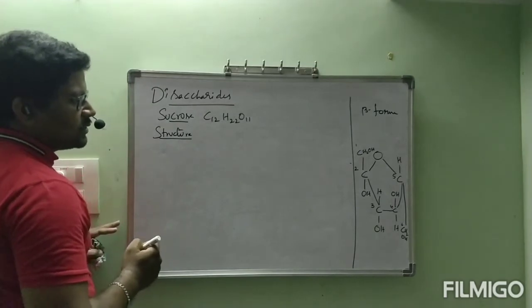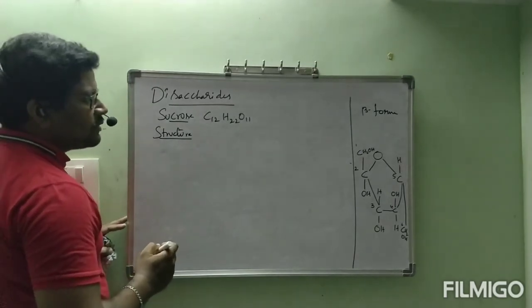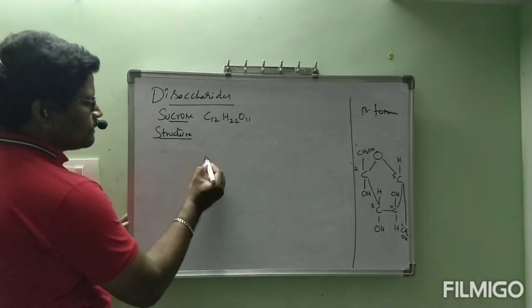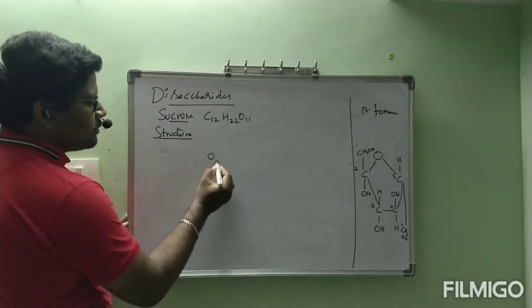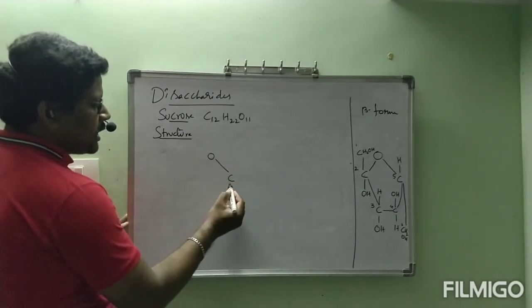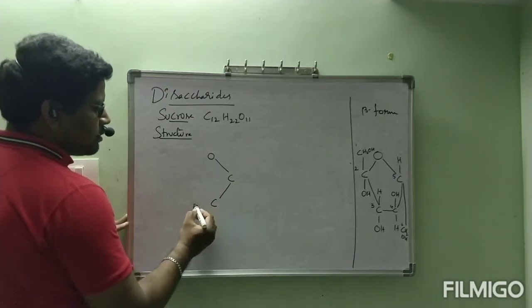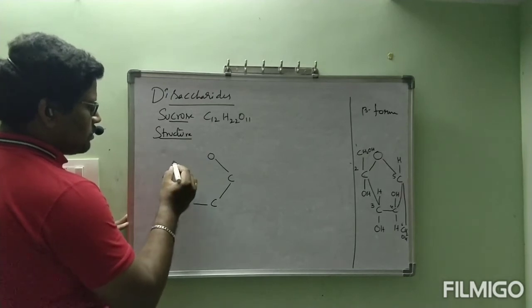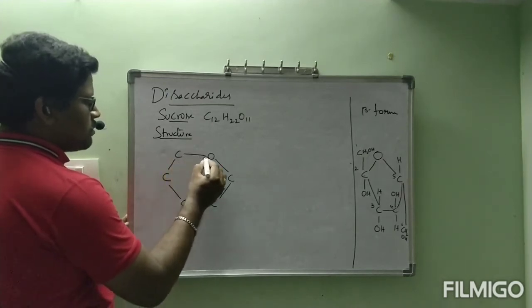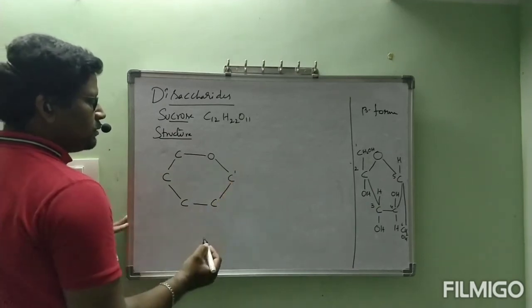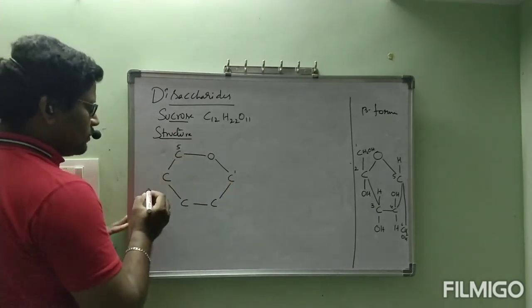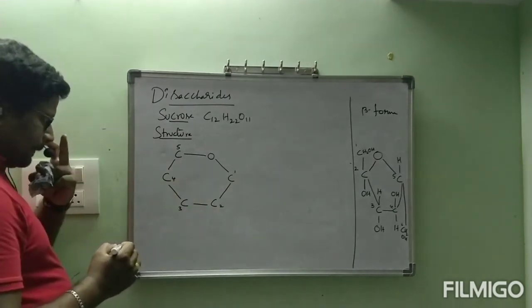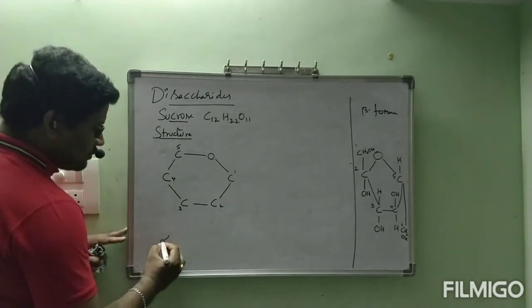Structure. First, alpha glucose I have to write. Oxygen, carbon, right side C1, here this is 5, 2, 3, 4, 5. This is alpha D glucose, okay?